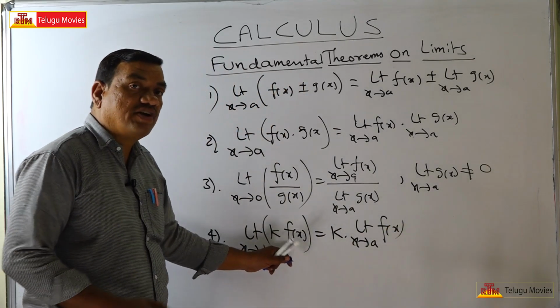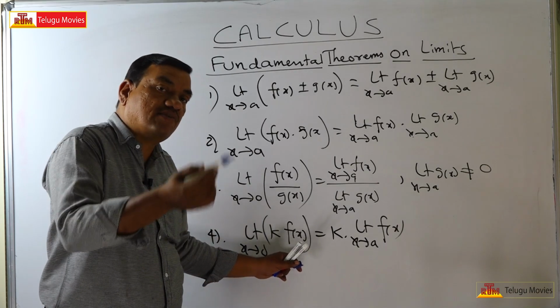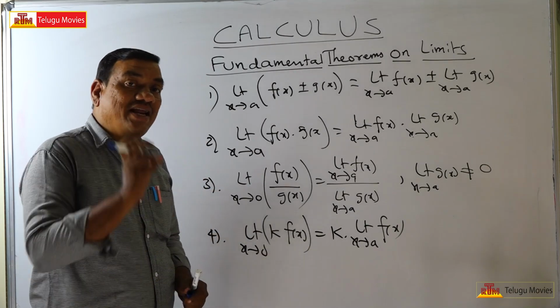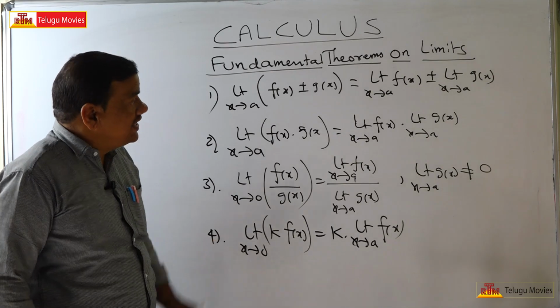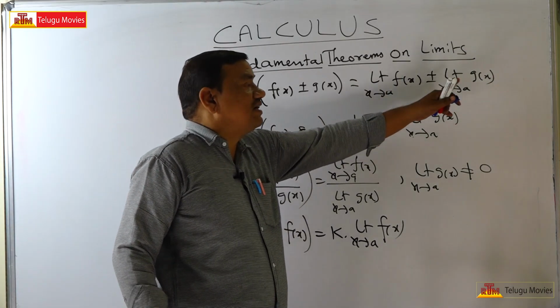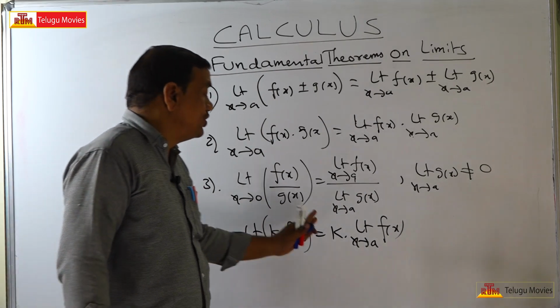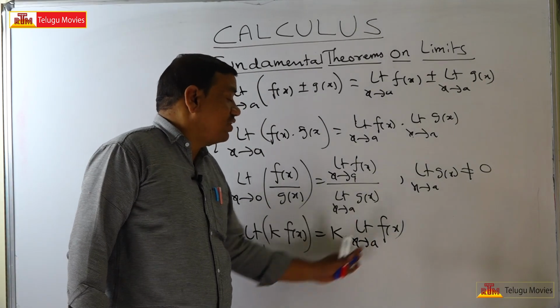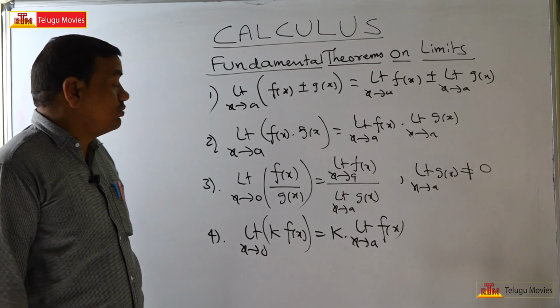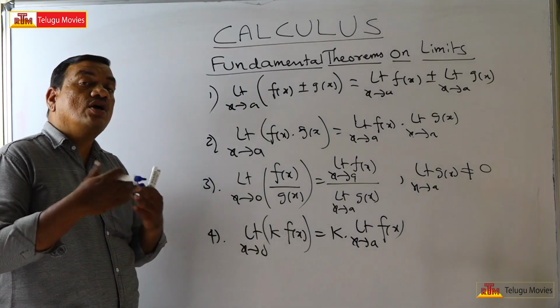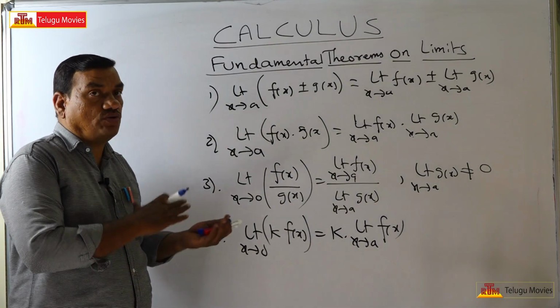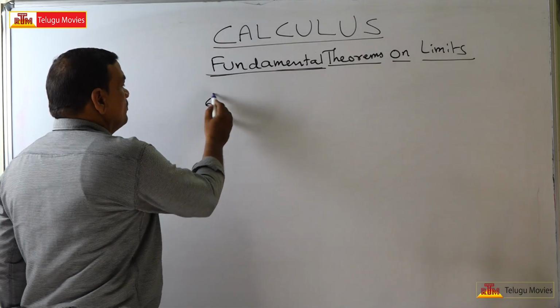Understand? k times f of x means f of x plus f of x plus f of x, k number of f of x's are there. Each one f of x limit you can separate. How many limits are there? k limits are there. So therefore you can write down k into limit as x tends to a of f of x. That means if any constant is there, you can take the constant outside.